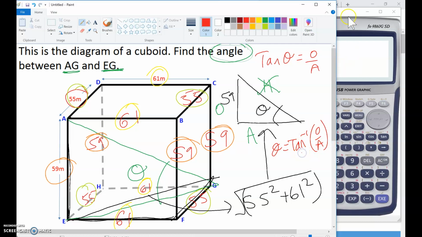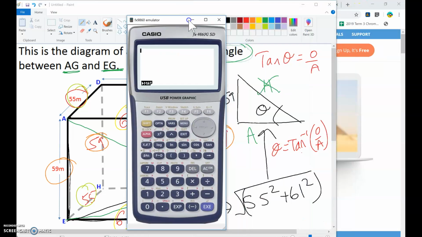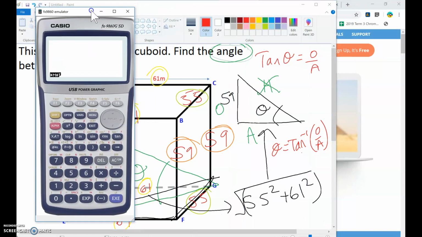We could do that in one fell swoop on our calculator if we're a bit short on time. We've got people coming into the room. So first I'm going to go shift U and then it's in degrees, so that's good. So I'm going to go shift inverse tan bracket.